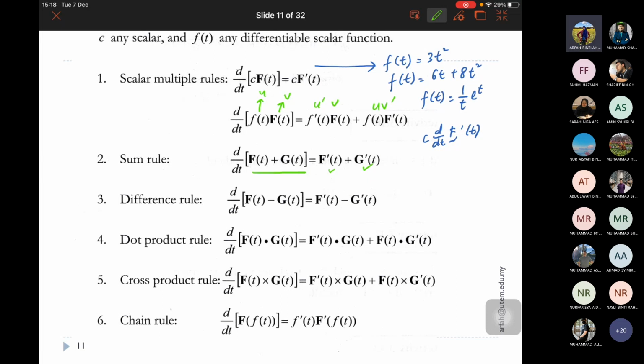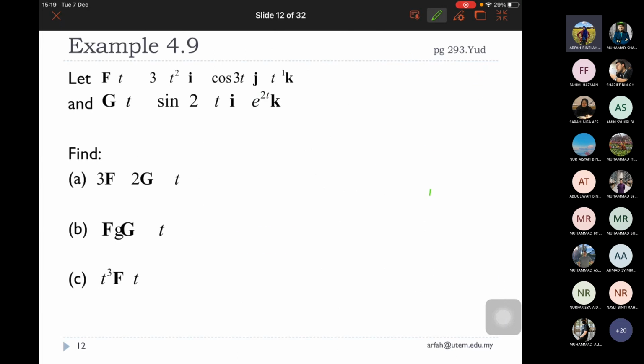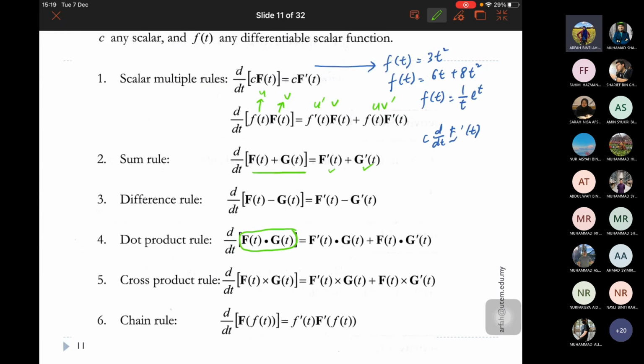Okay, the next one, dot product rule. Boleh juga kalau awak dotkan, settlekan dekat dalam. Meaning that at first for this one, first awak buat F dot G. Then yang kedua baru bezakan d over dt vector F dot vector G terhadap t. Atau boleh guna this rule. Okay. Dapatkan F prime, dapatkan G prime, and then baru darabkan dia punya hasil. It will be the same as well.